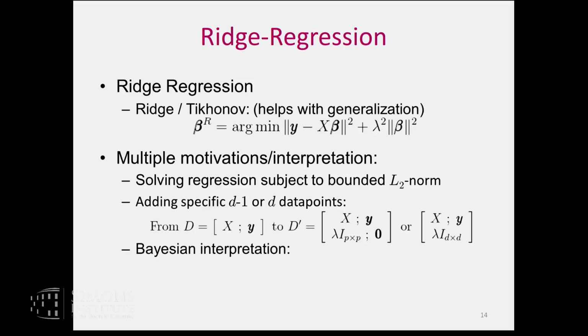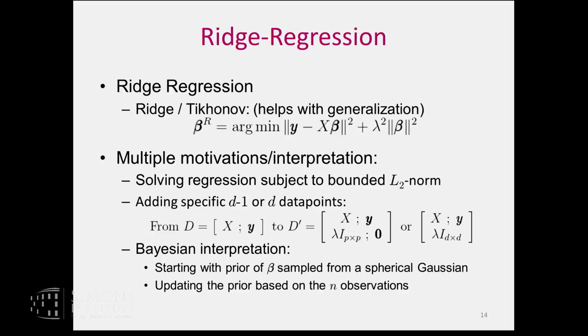And a different way to see it is to say that this is a Bayesian version of the linear regression. I start with a prior on the betas, sampled from a spherical Gaussian. And I know how this spherical Gaussian relates to the standard error in each observation. And based on that, I'm updating to the posterior distribution. And this beta R, the one that solves the Ridge Regression, is the maximum a posteriori of the problem.